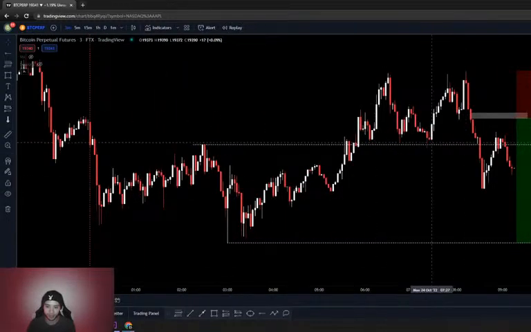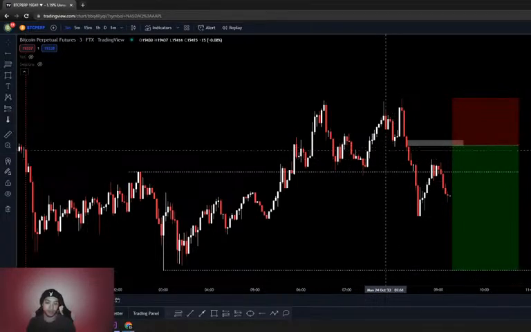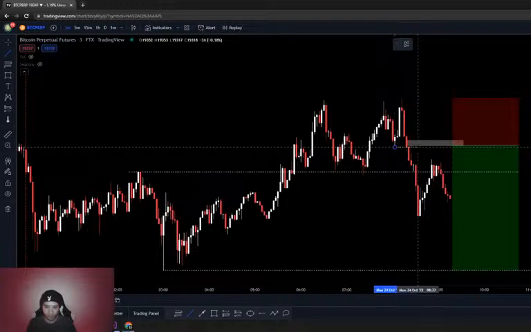So we've broken these lows. Sorry, we had broken over here. Here's the short-term low that was broken.